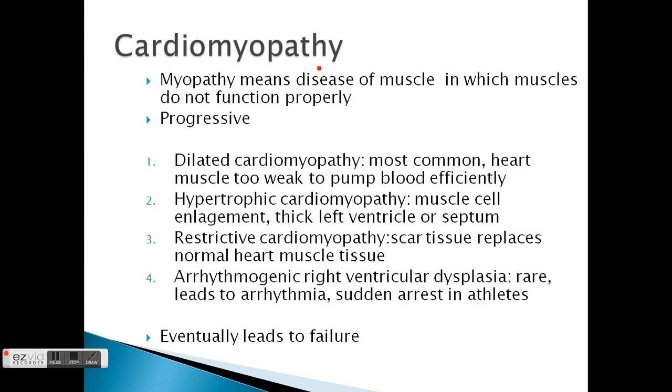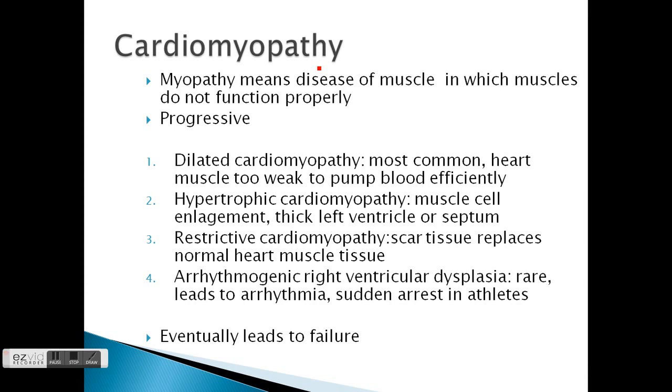Next is restrictive cardiomyopathy. In this, scar tissue replaces the normal heart tissue. If the normal heart tissue is scarred, or replaced by fibrous tissue, then the contraction of the muscle which is supposed to happen does not happen because of the scar tissue. So this is called restrictive cardiomyopathy. Next is arrhythmogenic right ventricular dysplasia. It's rare, leads to arrhythmia as the name suggests, and it is responsible for sudden cardiac arrest in athletes. So all these cardiomyopathies eventually lead to failure, or you can say CCF, congestive cardiac failure.